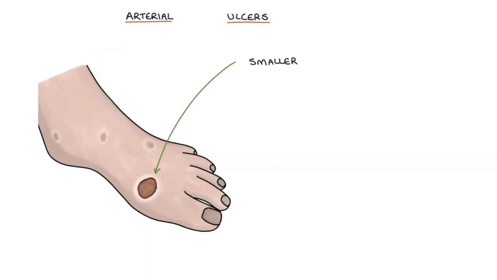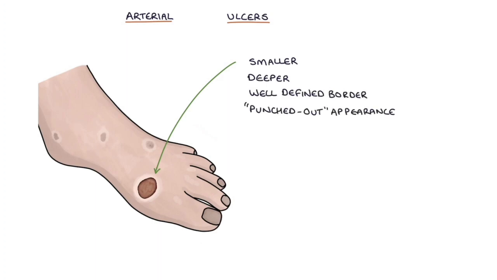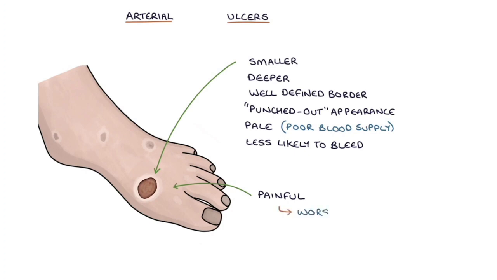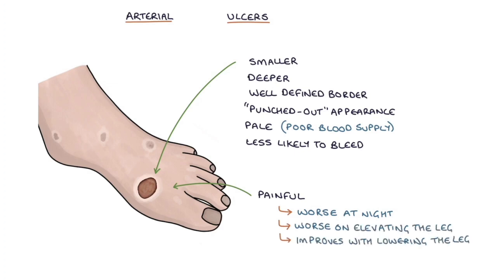They're smaller than venous ulcers. They tend to be deeper than venous ulcers. They have a well-defined border and a punched-out appearance. They're pale in colour due to the poor blood supply. They're less likely to bleed. They're painful, and the pain tends to be worse at night when the patient is lying horizontally. And the pain is worse on elevating the leg and improves with lowering the leg because gravity helps the circulation.